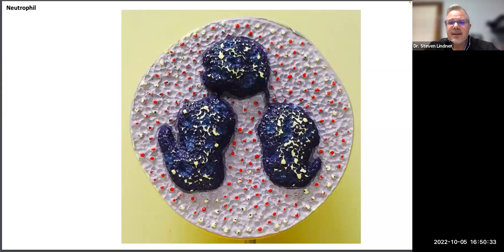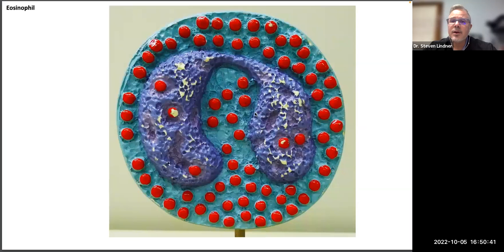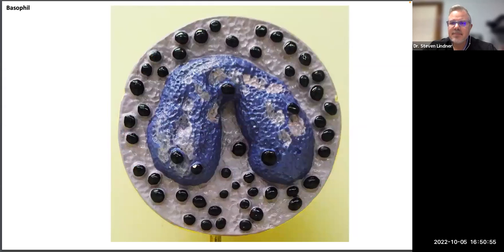Let's take a look at them individually. So here is a neutrophil. Neutrophils have 3 heads to the nucleus. Their granules are much, much smaller than those of an eosinophil. Eosinophils are bilobed, 2 heads to the nucleus, with larger, clearly stained granules. This is taking up an acidic type of stain. And here are our basic granules. These take up a basic stain.